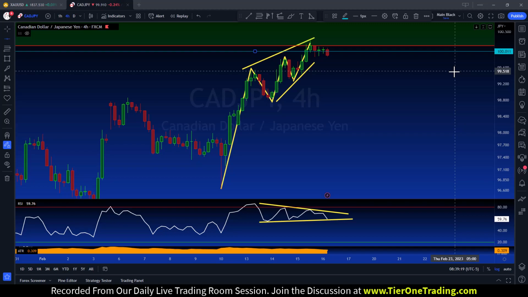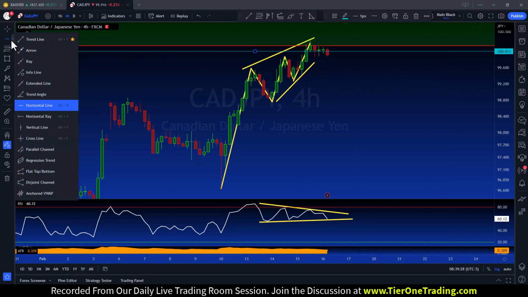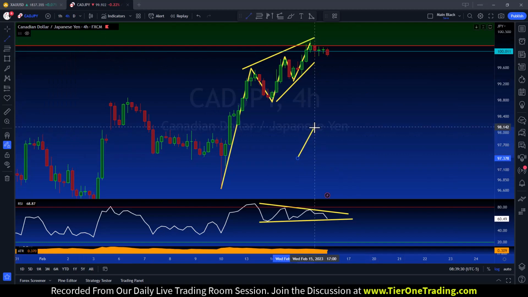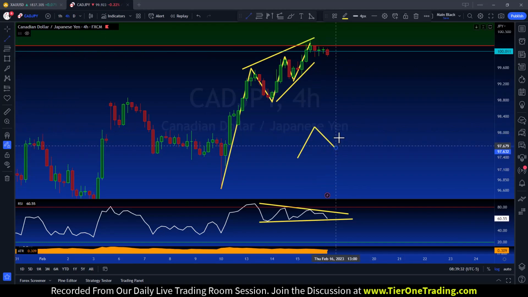Now, this is the difficult part about these type of pattern formations, right? Because let's say you're looking for a lower low, lower close. Well, the hard part is that, remember, these things are trending up like this, right?